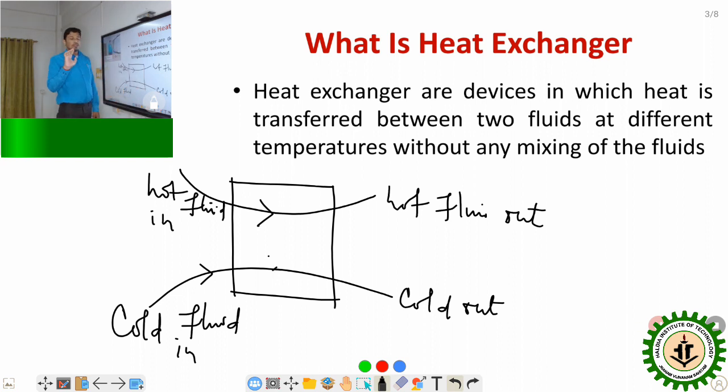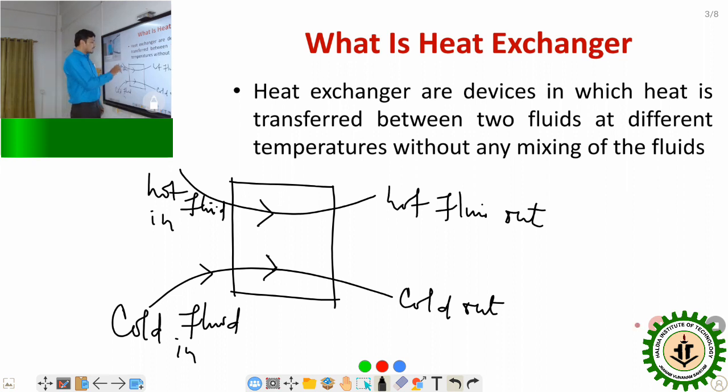Now what happens? As I already told, this is a steady flow device, so there will be no mass accumulation within this system. If this is the control volume, the volume remains constant, and within this there will be no mass accumulation within this device. That means it is the steady flow device, as you know.